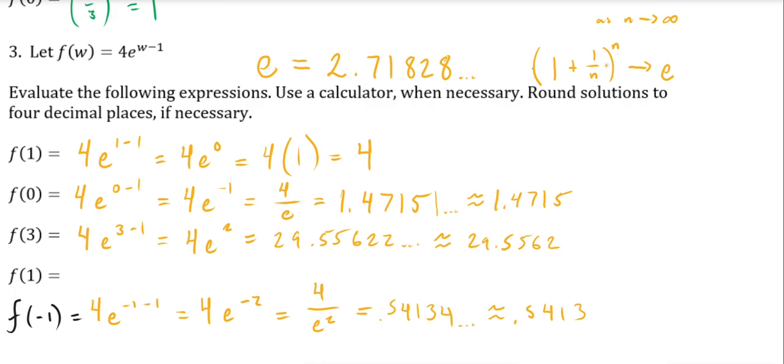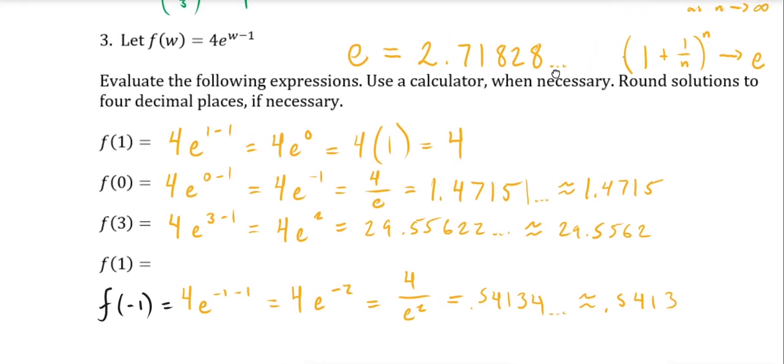You can try this out for yourself by plugging in some very large values of n, and you can watch this pattern stabilize. Now, we'll talk more about e in just a bit, and a lot more about it in future classes. But for right now, let's just take it for what it's worth. It's a number, and we can evaluate it out to a certain degree of decimal accuracy by plugging it into the calculator.